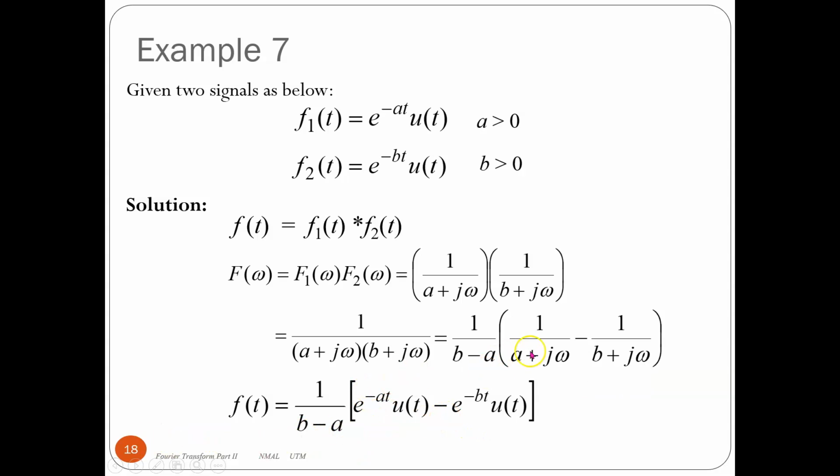Okay, so I'm not going to show you one by one how you obtain from here to here and here. This is just mathematics, and from here to here you can refer to the inverse Fourier transform. All right.